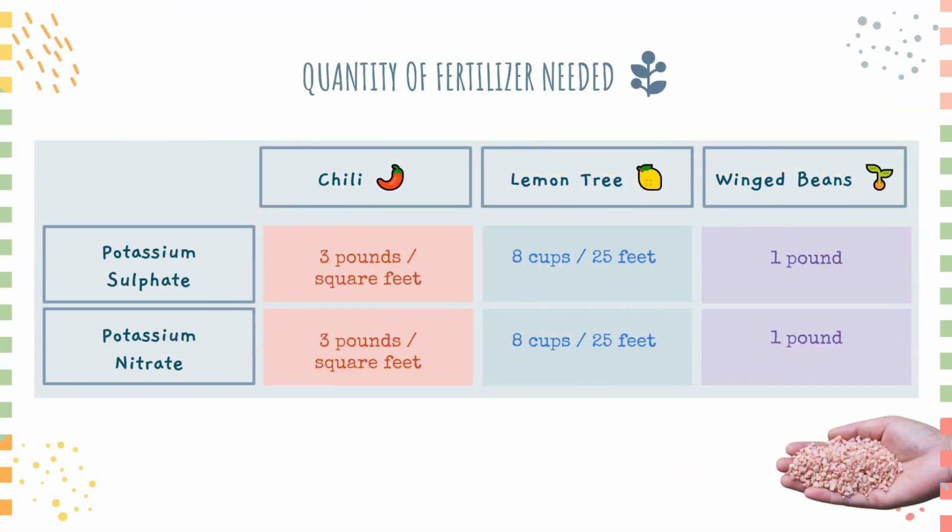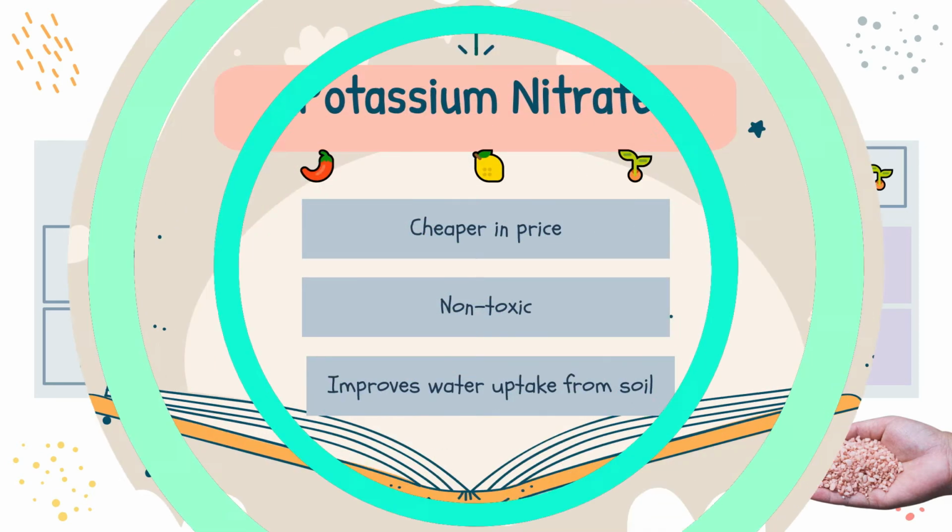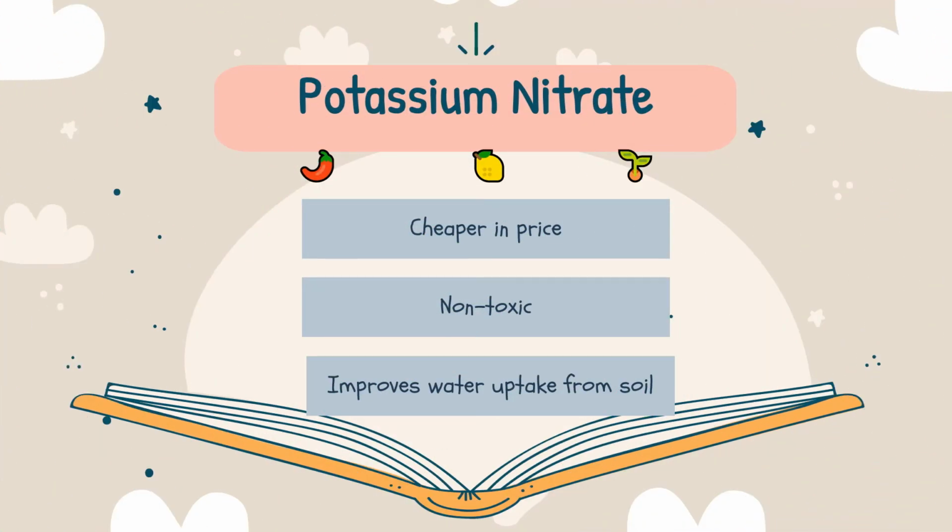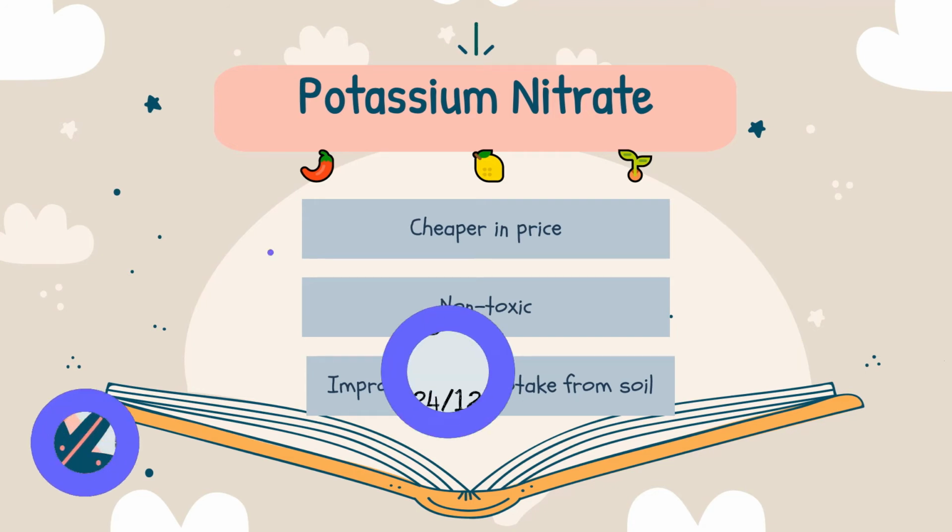So here's the quantity of fertilizer needed for each plant. For chili, we only need 3 pounds per square feet of potassium sulfate and potassium nitrate. For lemon tree, we only need 8 cups per 25 feet of both of the fertilizers. And finally, for winged beans, we only need 1 pound of each fertilizer. To conclude, potassium nitrate is the best fertilizer out of the two. This is because it is cheaper in price, it is non-toxic, and it improves water uptake from soil.